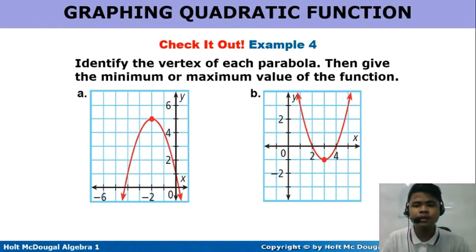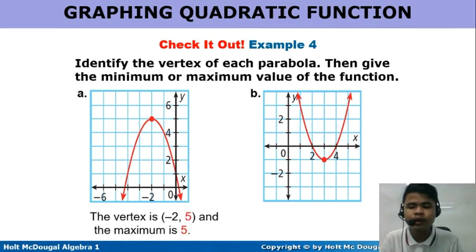The next, okay, identify the vertex of each parabola, then give the minimum or maximum value of the function. The same as before. First, locate the vertex. Okay, it opens downward, then the vertex is negative 2, 5. And as I have said, magkakaroon lamang ng maximum value if the parabola opens downward kasi nasa tuktok yung vertex. So, maximum siya. Then, the maximum value will be the y value, which is 5.